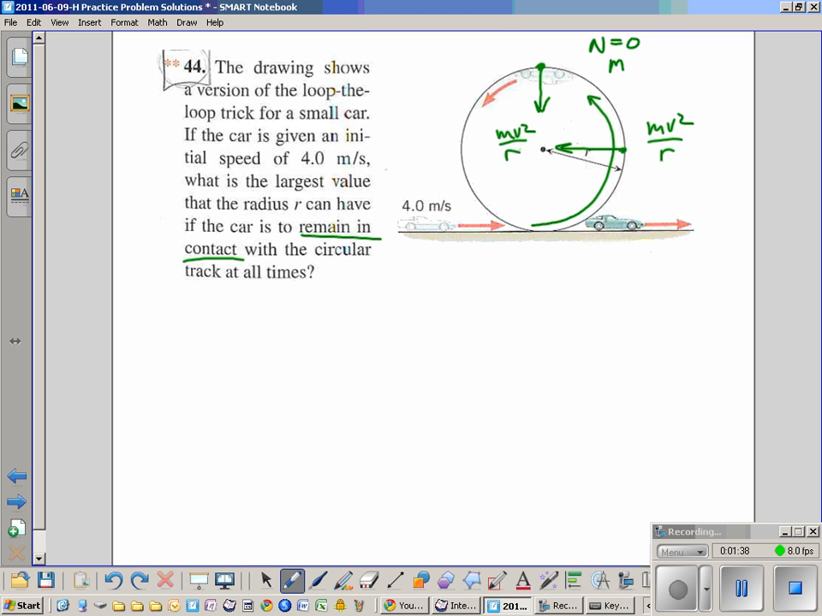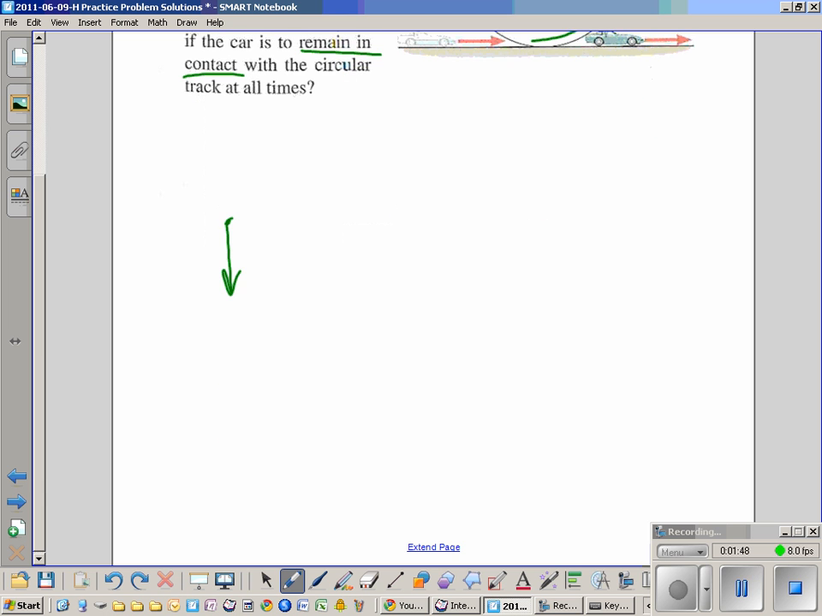So all of the centripetal force is coming from its weight. We'll draw a free body diagram just to make sure we understand what's going on. Here, it's mg acting downward, and the normal force is equal to 0. And that mg has to be equal to mv squared over r because it's moving in a circle, with its instantaneous velocity.